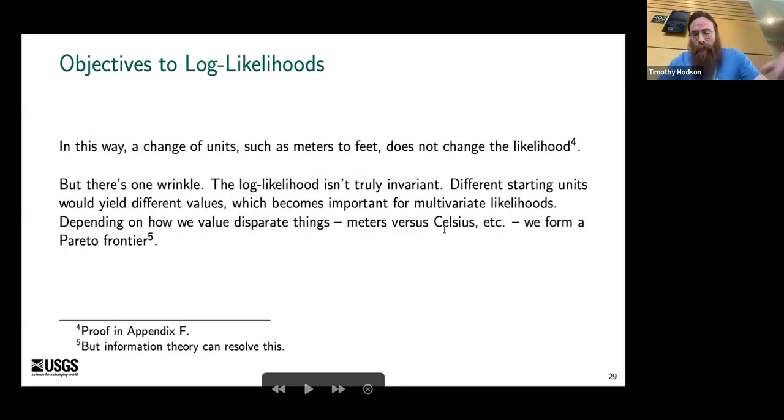Okay, so in this way, say if we were to do something trivial like change units, such as meters to feet, this would not change the likelihood. It's invariant in that sense. But there is a wrinkle.